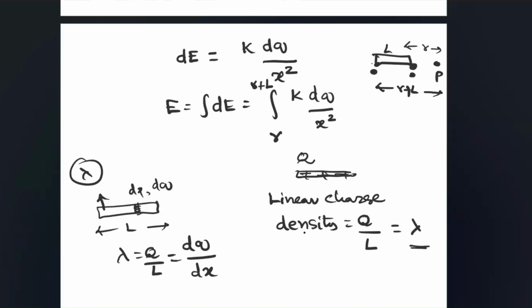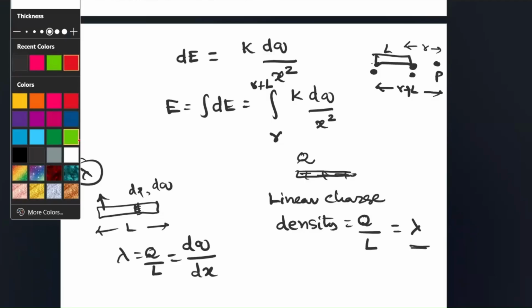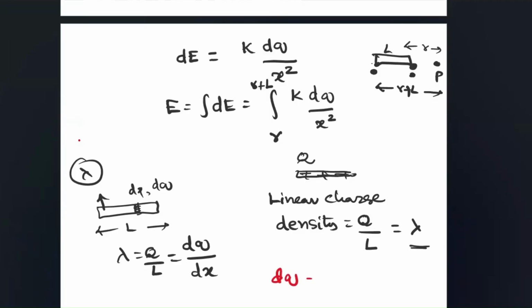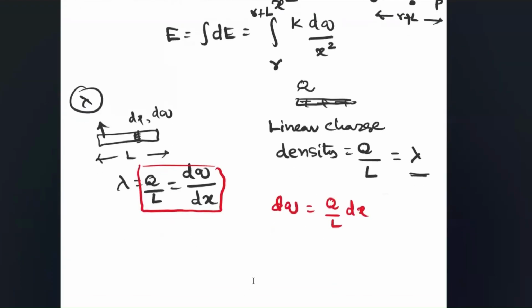So in the integration part, dq we write from this equation: dq equal to Q by L into dx, or lambda dx. From here, taking the cross multiplication, dq equal to dx into Q by L, or dq equal to lambda into dx. You can write anything, no problem. Let us substitute in that equation, from r to r plus L, k into dq, which is Q by L dx, by x square.